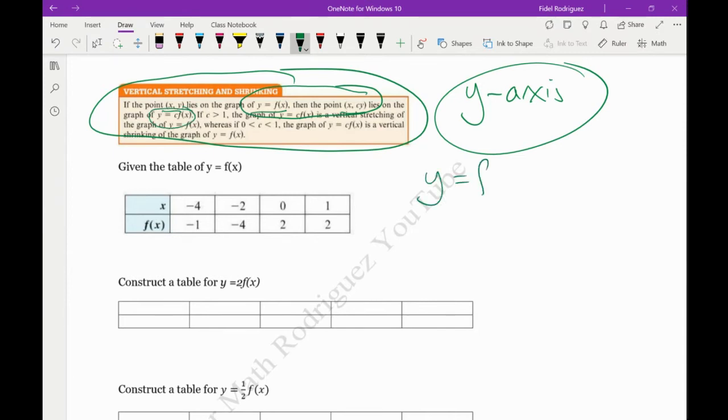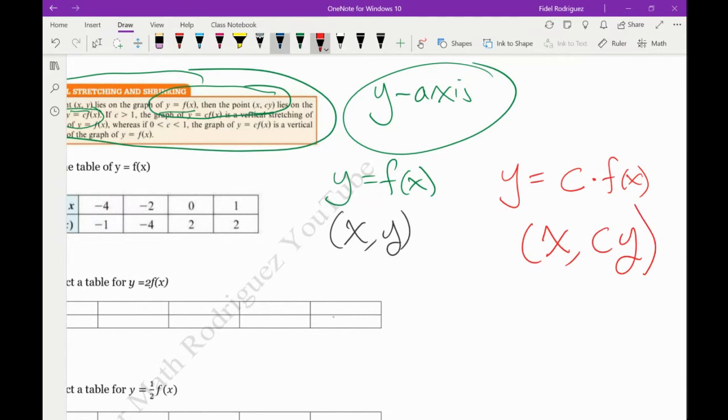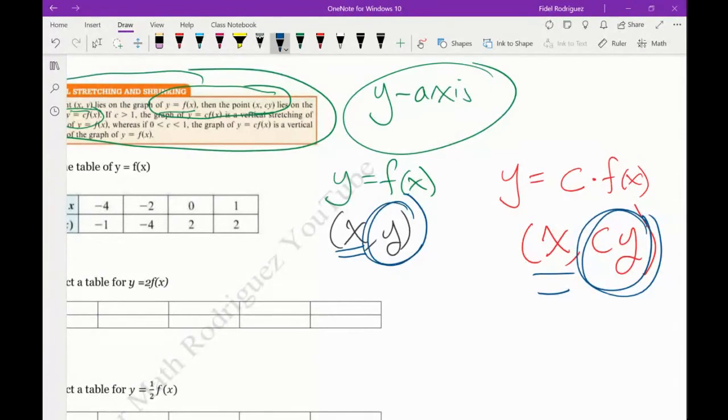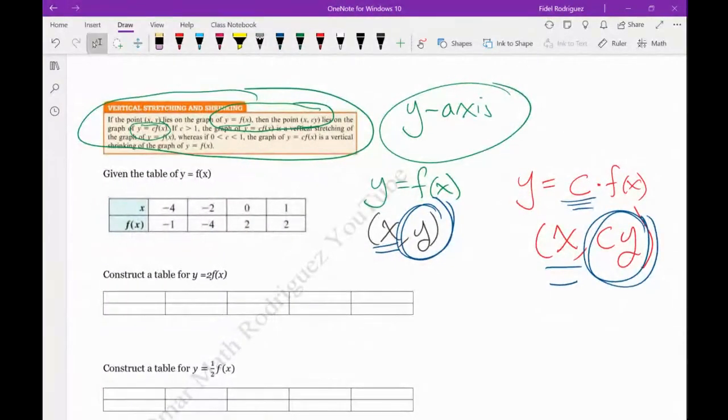So when we have a function that looks like this, y equals f of x, the points here are going to be like this, x and y. But if we now have an equation that looks like this, y equals c times f of x, then my points are going to look like this. So all I'm really doing, I want you to notice something here, y'all. My x numbers are the same. The only difference between this y and this y is that to get this one, I have to take this number and multiply it by whatever my number c is here, okay? So remember, the x values aren't changing, the y values are.